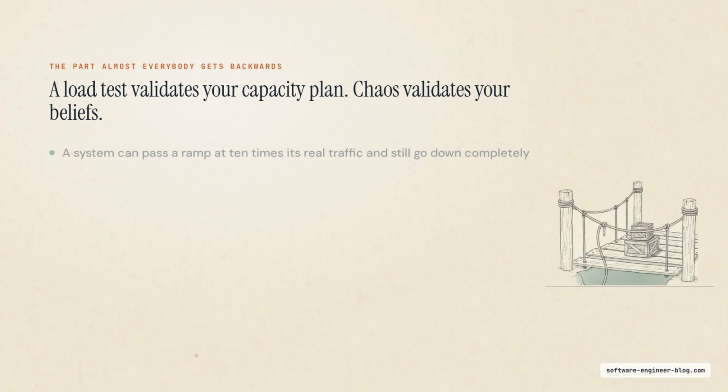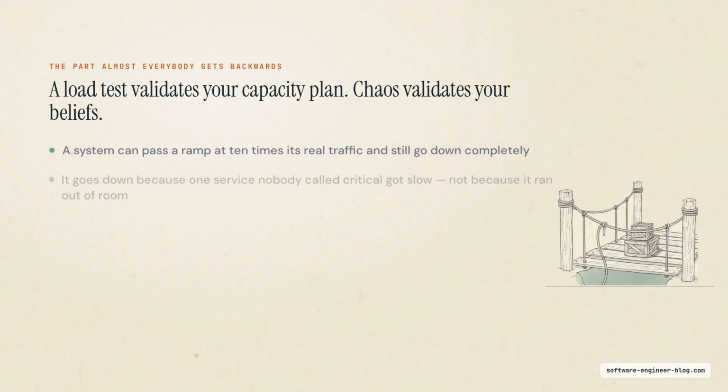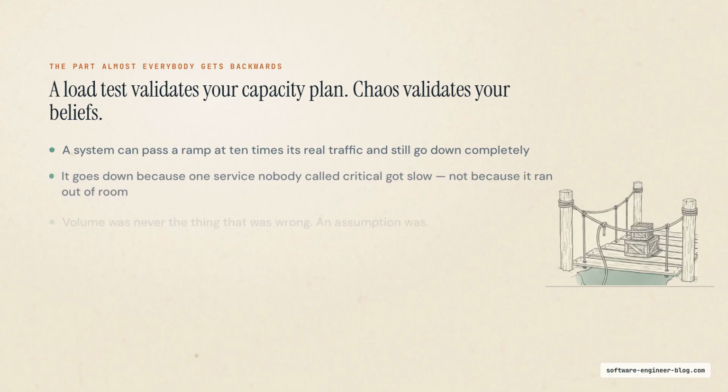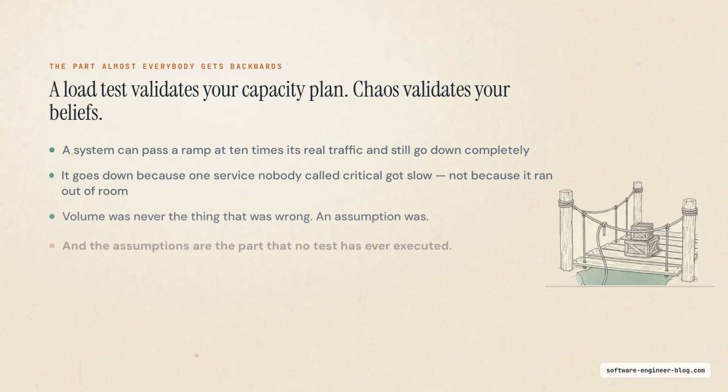A system can pass a ramp at 10 times its real traffic, comfortably, with room to spare, and still go down completely the following week. Not because it ran out of room. It goes down because one service that nobody ever called critical got slow, and something upstream had no idea what to do about that. Volume was never the thing that was wrong. An assumption was. And the assumptions are exactly the part that no test in your pipeline has ever executed.